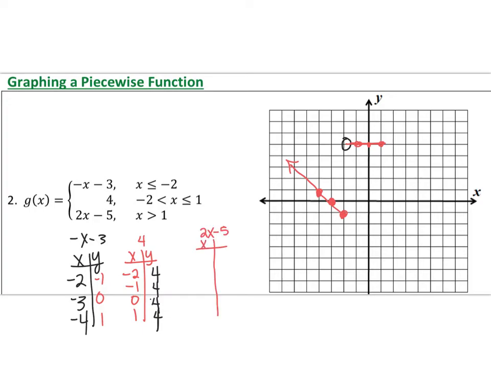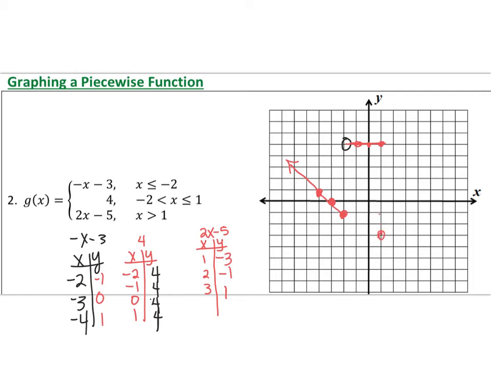Okay, so let me go ahead and put in my x and y. It says that x values need to be bigger than 1, so I'm just going to go 1, 2, and 3. Now I'm going to plot these points. I'm going to plot 1, -3 first, then 1, 2, 3.